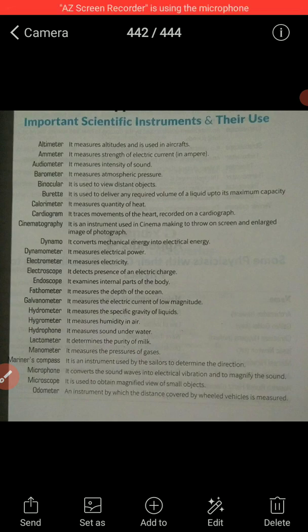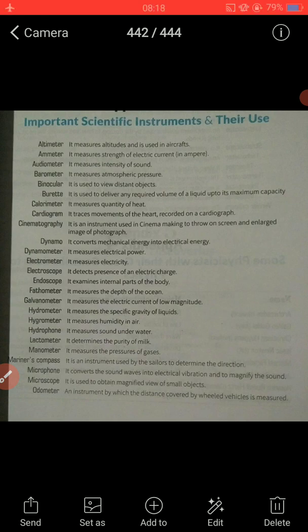Then mariner's compass. It is an instrument used by sailors to determine the direction. Actually, while we sail on any water body, we should have the instrument mariner's compass to determine the right direction. Here we can use the mariner's compass instrument.